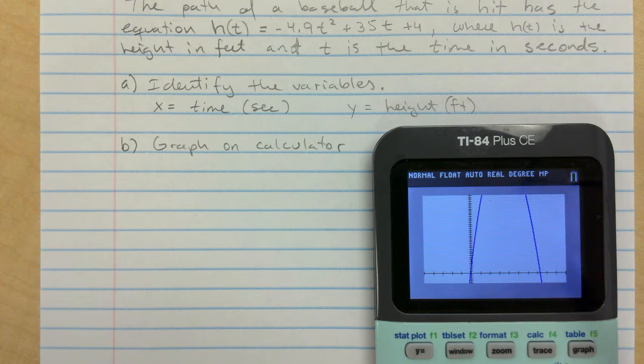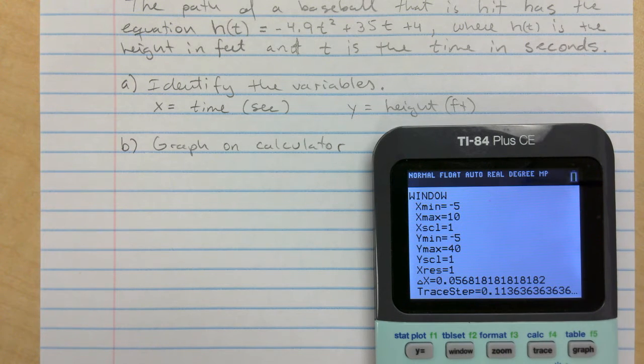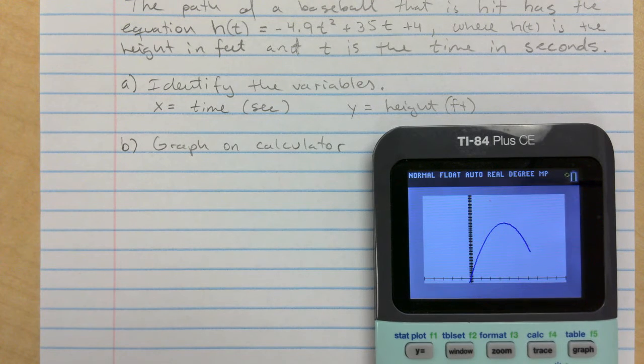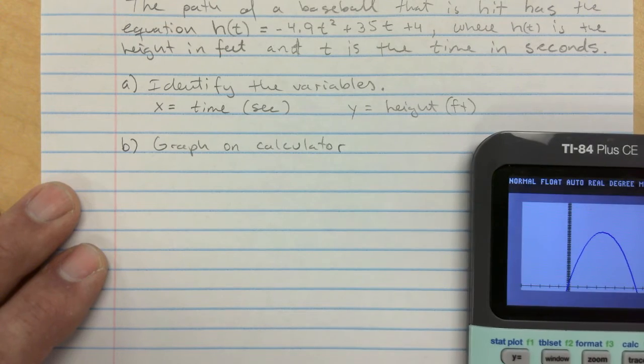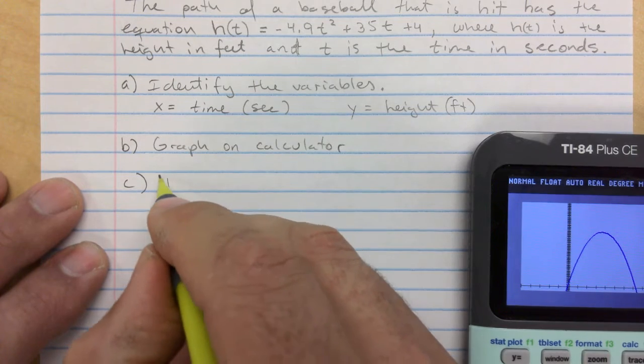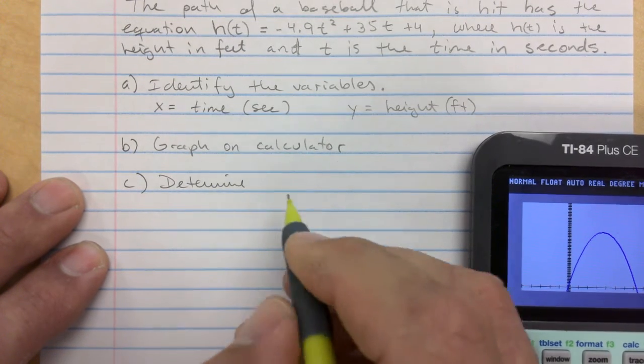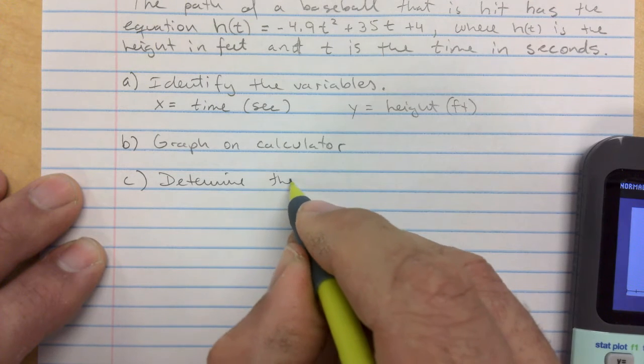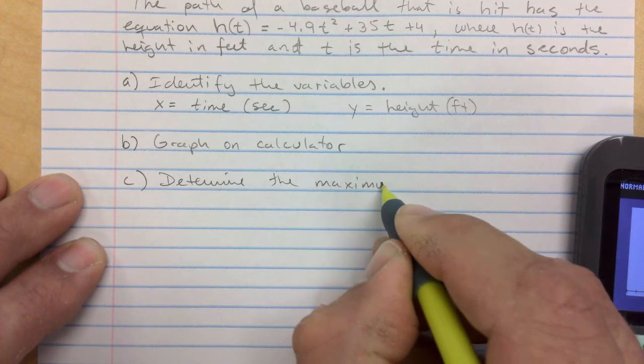I'm going to hit graph. And it's still not quite where I need it. I need to increase my Y max. So go back to window. I'm going to go 100. And there it is. Now I see the whole curve. That's all you need. You need to see especially quadrant 1. Make sure you see your x-intercepts, and then we're good to go. Okay, so we did that. I'm walking you through it, right? C, determine the maximum height.